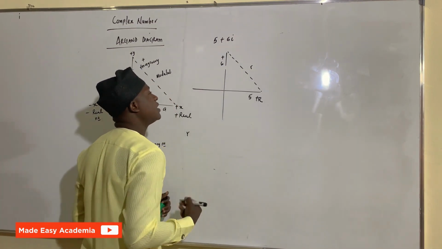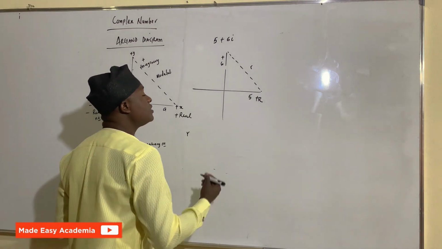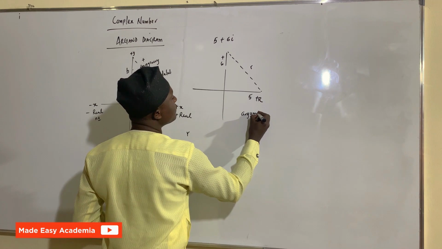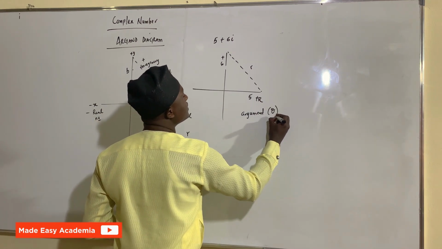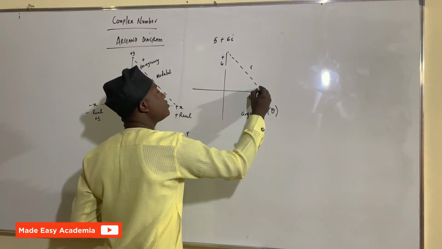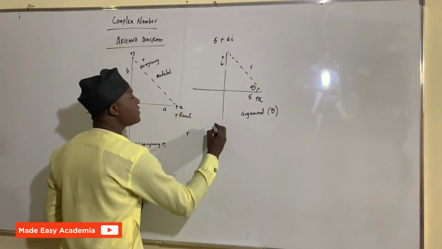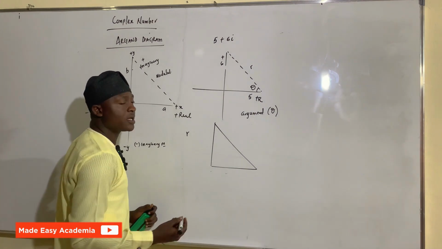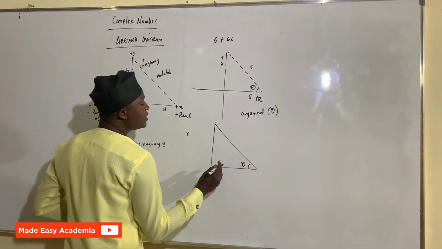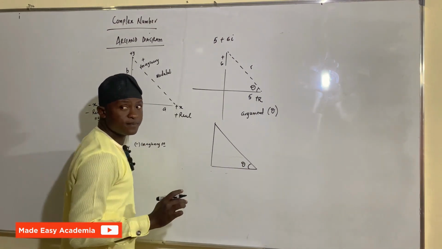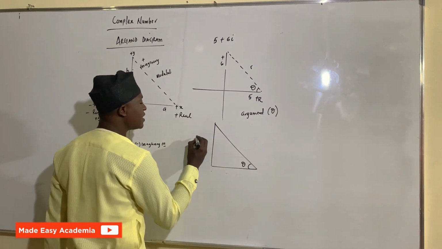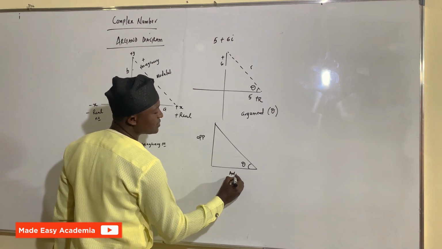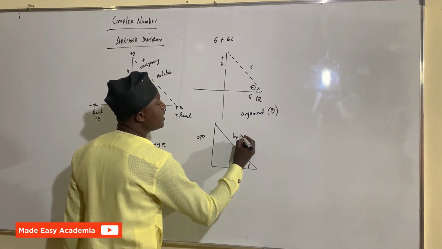I can represent it as r, and I can find the modulus. Even in some cases, you may be asked to find the argument, so please take note of that. Whenever you say argument, it's just theta, the angle that we have here. If I have a right angle triangle, I can find its argument, I can find its theta. You know, the side facing the angle is called what? Exactly, it's called the opposite. What we have here is the adjacent, and what we have here is the hypotenuse.